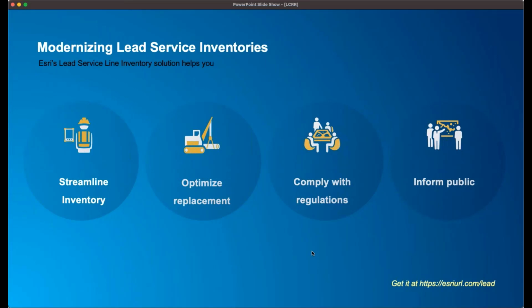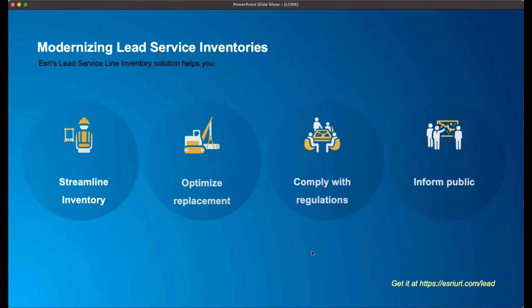So as we wrap up today, I just wanted to leave you with a few thoughts. What is that lead service line inventory designed to do? It's designed to help you streamline the creation and management of your lead service line inventory, help you optimize the replacement program using that up-to-date information to plan your replacement program and manage it. It's designed to help you comply with regulations, and specifically the LCRR, and certainly if there's any state specific regulations that you fall under, you can further configure that dashboard to show your progress towards those. And it includes the capability to share that lead service line inventory out with the public to inform them.